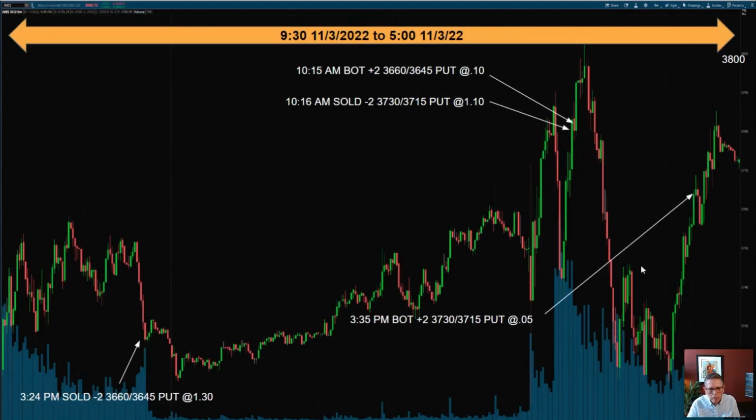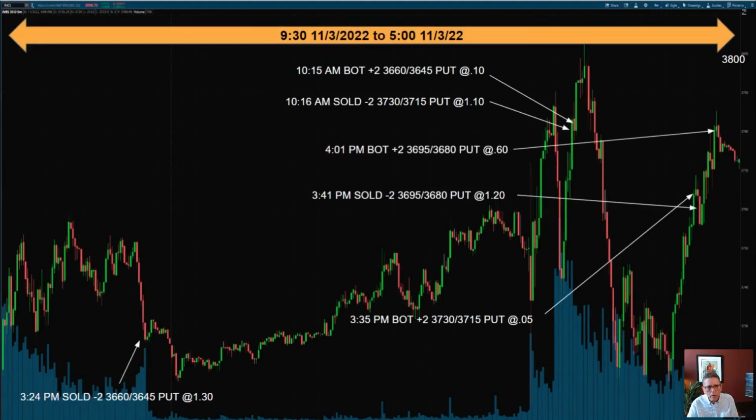And you can see here it went up, went way down, and then went back up again, and I was able to close the trade for a profit. And then I sold a new one at 120, and I think this was a directional trade. And I closed it out for 60 cents. That was a pretty successful trade day.